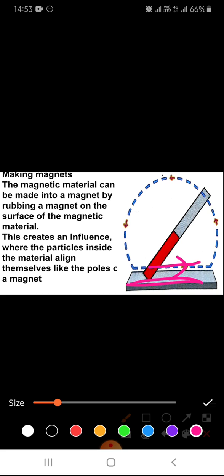And when you remove the magnet, you will observe that this iron rod, this iron plate, now starts behaving like a magnet for a little time. So this is how you can magnetize some elements.